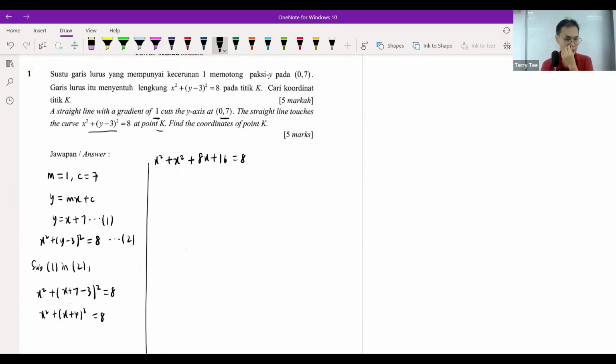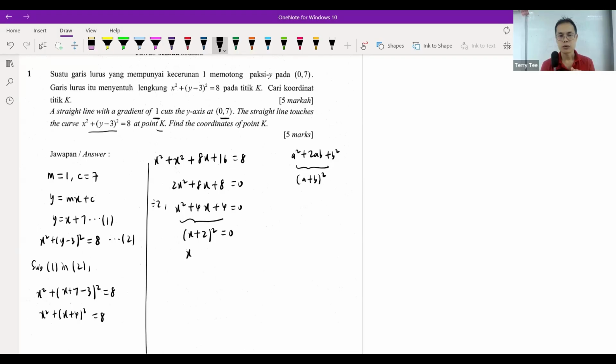You can simplify further, add them together. You get 2x squared plus 8x plus 8. Now, notice we can divide everything by 2. This will be x squared plus 4x plus 4. We can use the factorization of a squared plus 2ab plus b squared. We can factorize this into (a plus b) squared. I know I have to factorize this way because the question already says it touches 1 point. So you have only one real root. Always say real and equal root. So as I factorize this, I'll get (x plus 2) squared equals to 0. So your x is just negative 2.